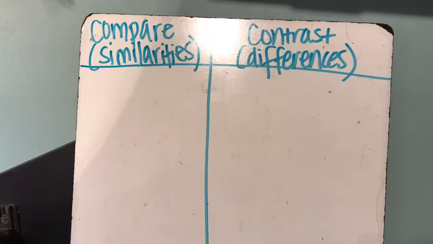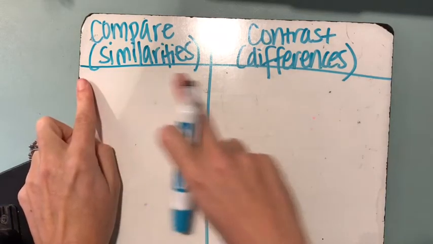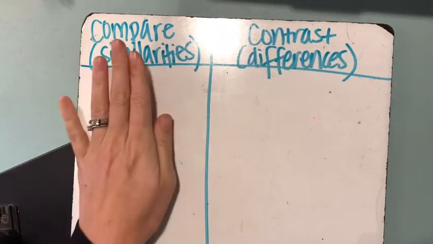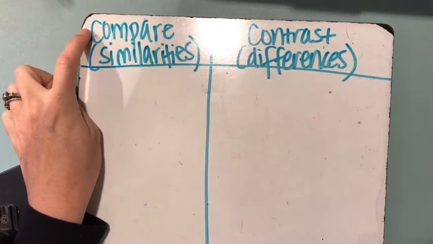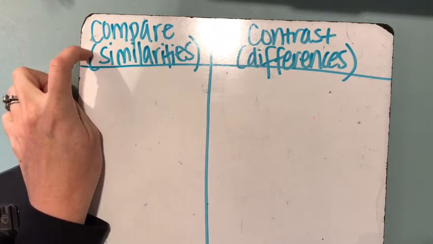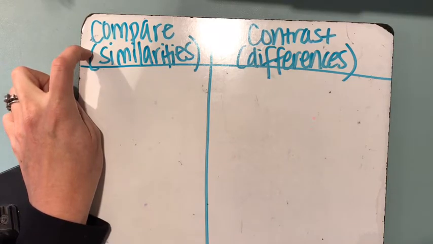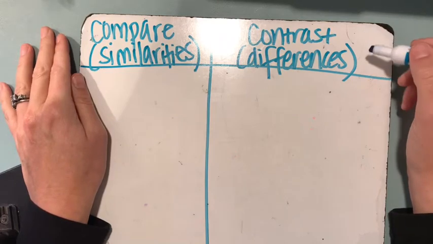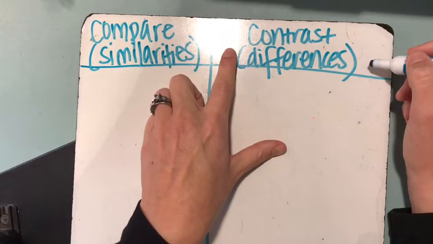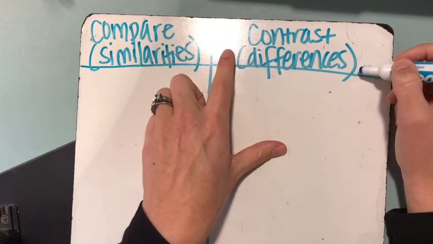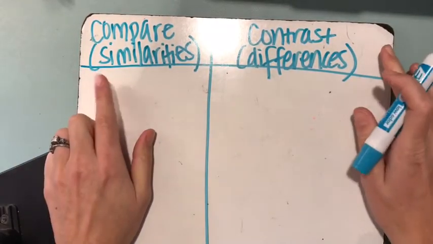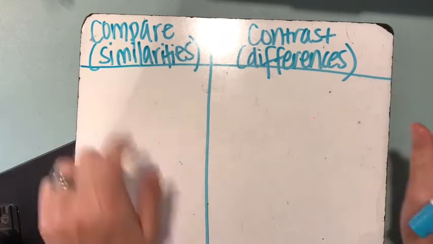Okay, hopefully you are ready to go. So what I want you to do is I want you to draw out a T-chart. You're going to make a T. And then on the left side, you are going to write compare. If you want to write similarities on the bottom of that, so you just remember compare means we're finding the similarities, you can. And then on the right side, you're going to write contrast. And then again, you're going to write underneath it, if you want to put differences, just to remember that contrast means differences. So pause the video and write those two things in your T-chart.